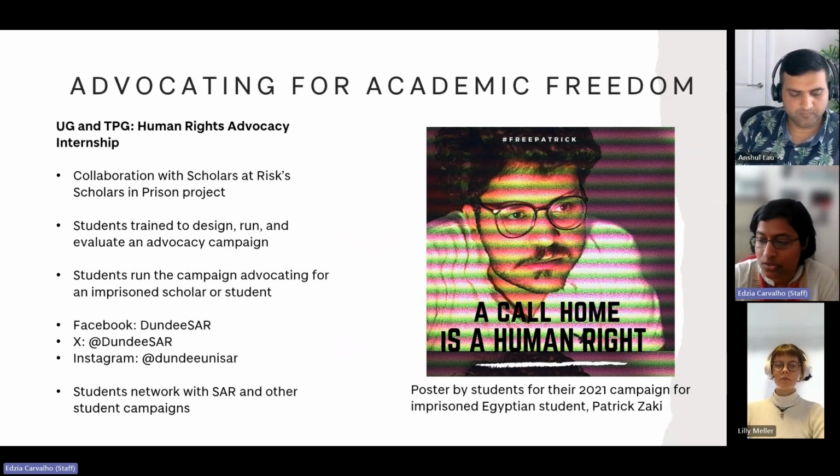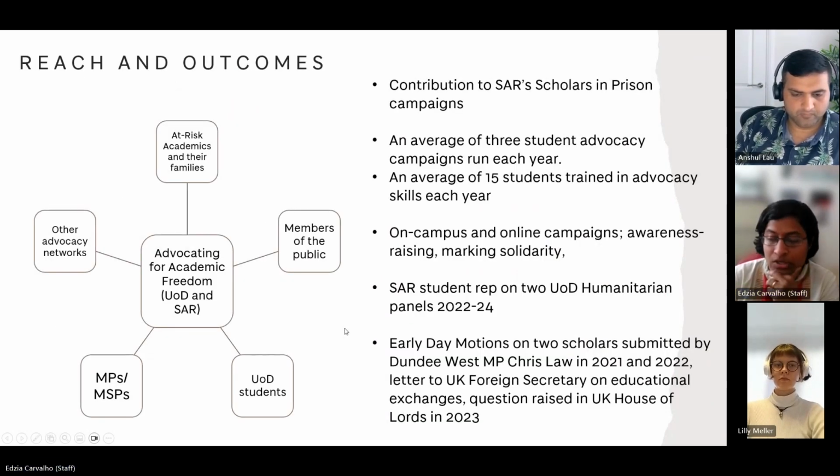And we have a presence on social media. In order to do this, they network with Scholars at Risk, but also with other student campaigns that are run under the aegis of Scholars at Risk. I've been running this module since 2016. On average, we've had about 3 student advocacy campaigns every year, and an average of 15 students every year who have been trained in advocacy skills.